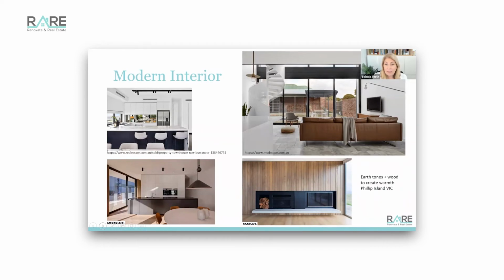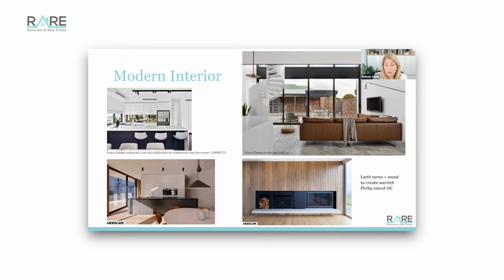You can warm them up with earth tones, wood, like this beautiful property here by Modscape. If you want to see some really beautiful modern designs and Australian modern designs, go to modscape.com.au. They do some amazing stuff. This property here is in Phillip Island, which, as you know, is in Victoria, and gets really cold.